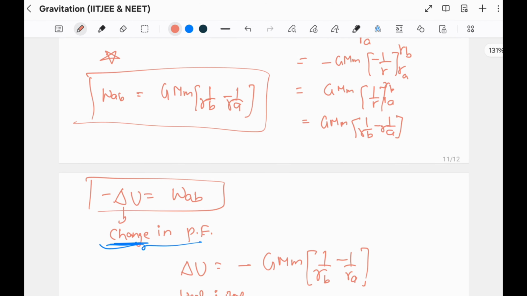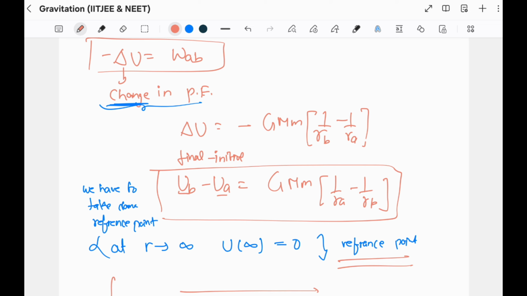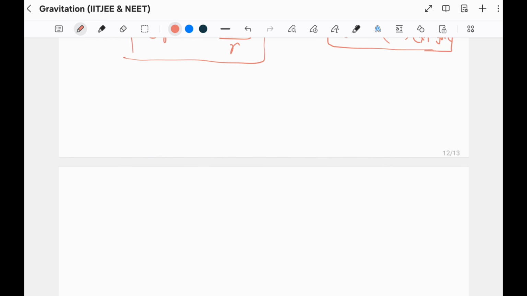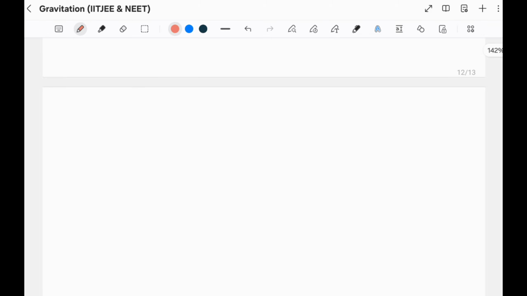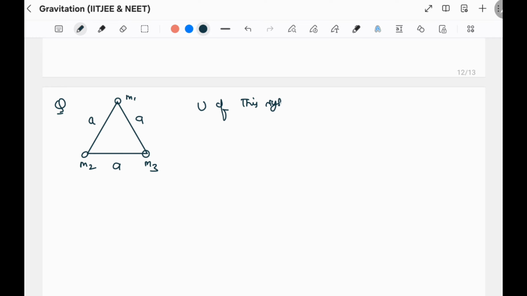Now we will see some questions where we have to find the potential energy of a system. Similarly, if I take the same question, like the 2 particle system we talked about, if I take 3 particles, let me draw a triangle. So this is a 3 particle system. Each particle is m1, m2, m3, and I have given each side length as a. So what will be the potential energy of this system?